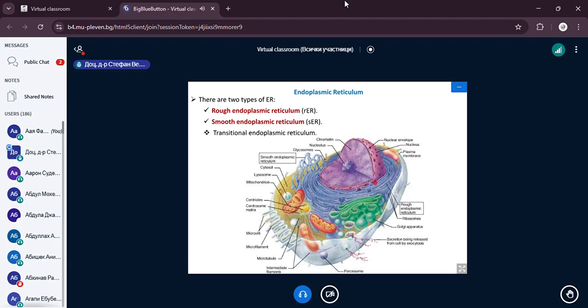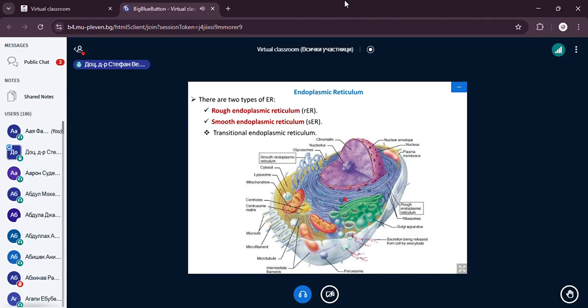And you can even see that the granular or rough endoplasmic reticulum is in communication with the outer nuclear membrane. And the spaces inside the cisterns of the endoplasmic reticulum are in communication with the perinuclear space between the outer and inner nuclear membrane. It is called rough or granular endoplasmic reticulum because under the electron microscope, small granules are visible on the surface of these flattened cisterns and sacs.